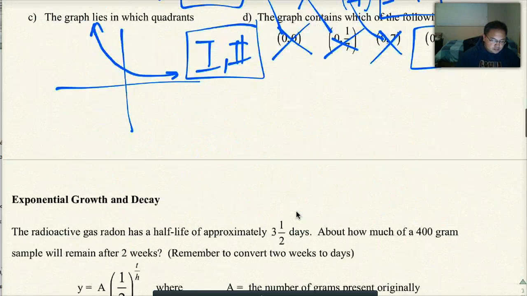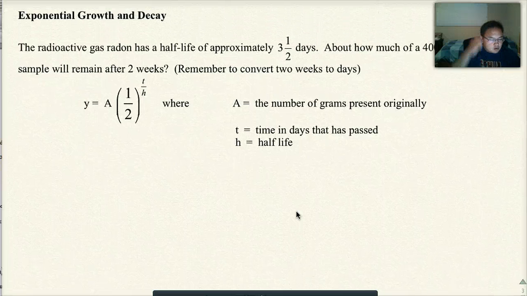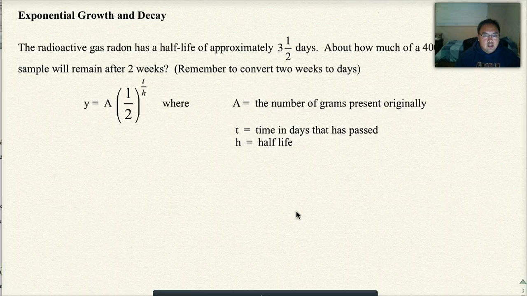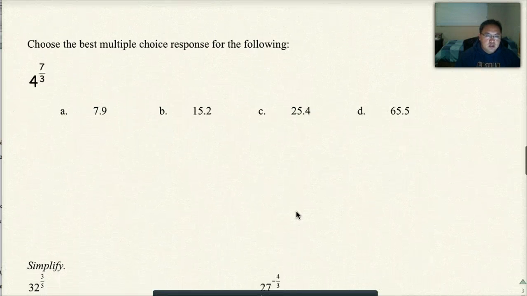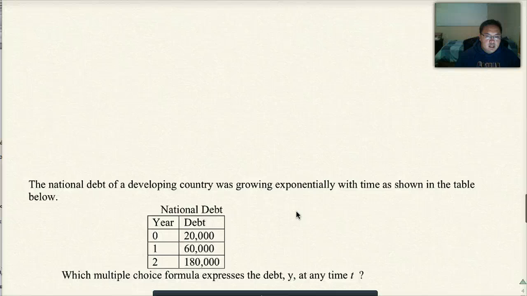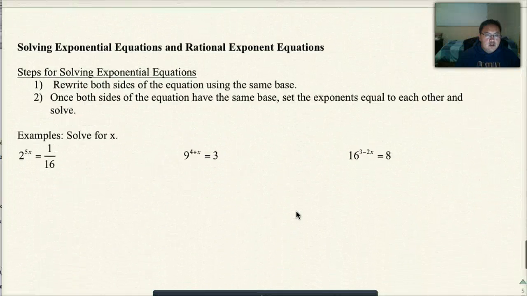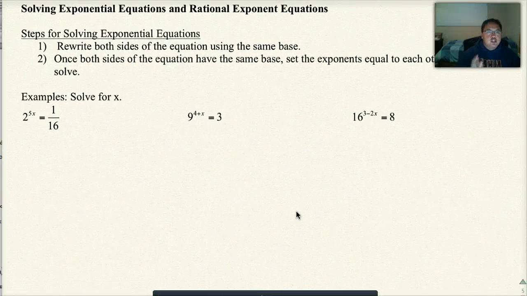Okay. Now, we're going to skip over growth and decay real quick, but we'll see this later on in calculus, so I'm going to skip it in your notes. What I want you to do last is how to solve exponential equations. Like, how do you solve for x if x is in an exponent?